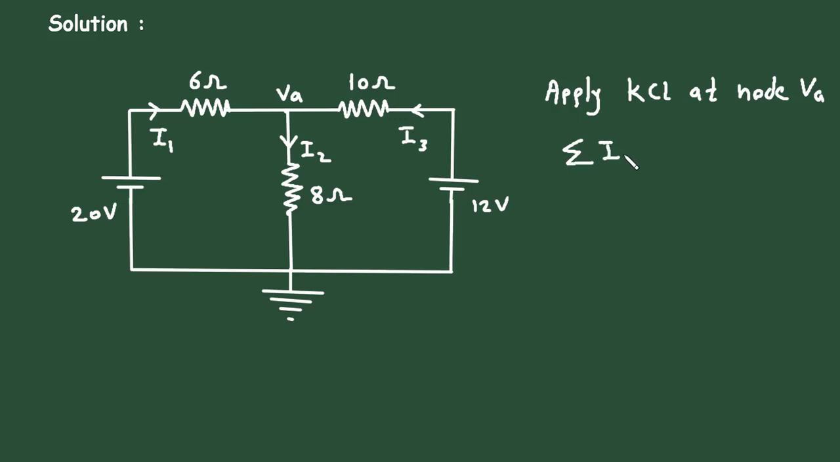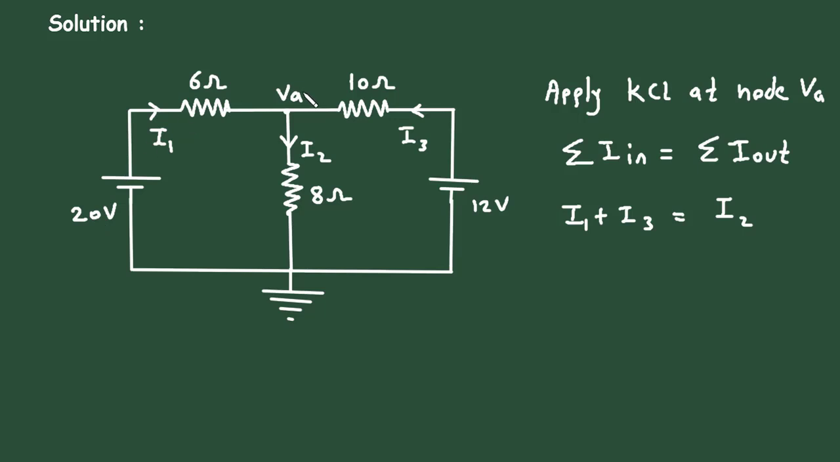KCL stands for Kirchhoff's current law. According to KCL, summation of all the currents entering a node is equal to summation of all the currents leaving the node. Now here we can see the entering currents at this node are I1 and I3. So here we can write I1 plus I3. And the leaving current is I2.